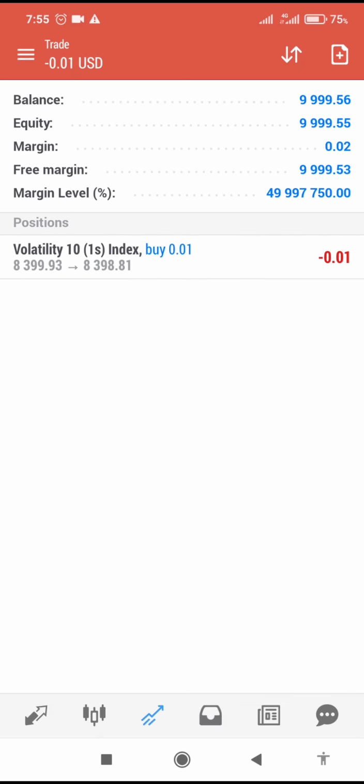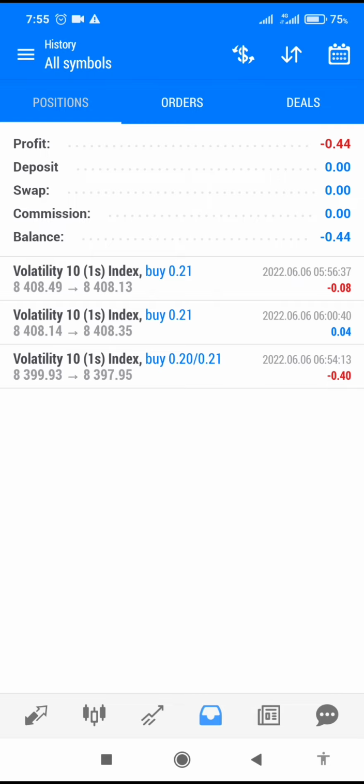So in this trade that is running with 0.01, if you make a loss of $1, they are going to add that $1 to this 0.40 you are seeing. So that means your total loss that you'll be closing with will be 1.40. So they are going to take it from your balance.